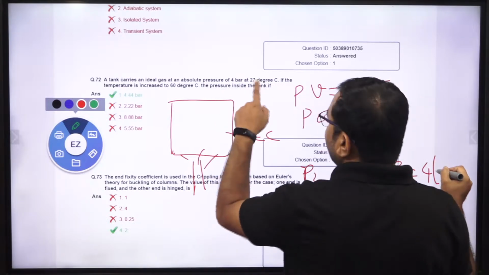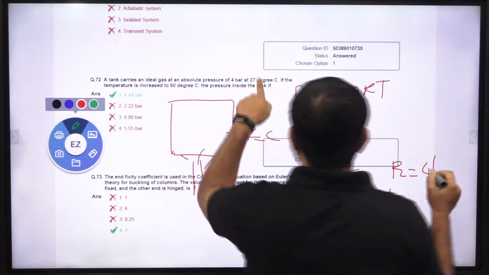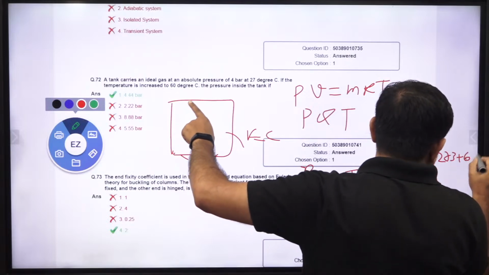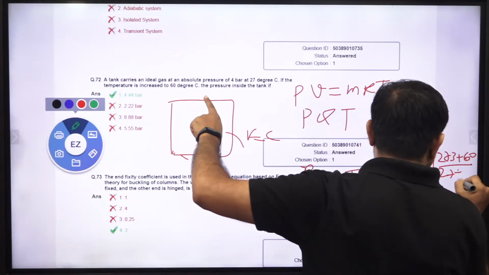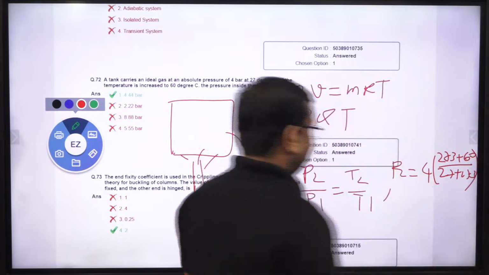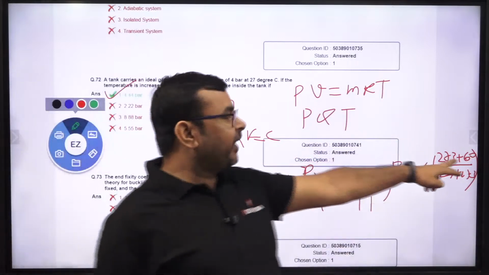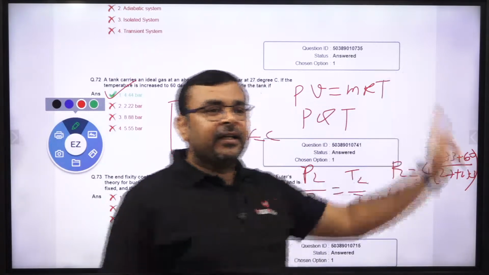What is T2? T2 is 60 degrees. Again you need to convert: 273 plus 60 degrees, and 27 plus 273. Yes. So after solving this, you will get this answer. So again, don't forget to convert this temperature to the Kelvin scale.